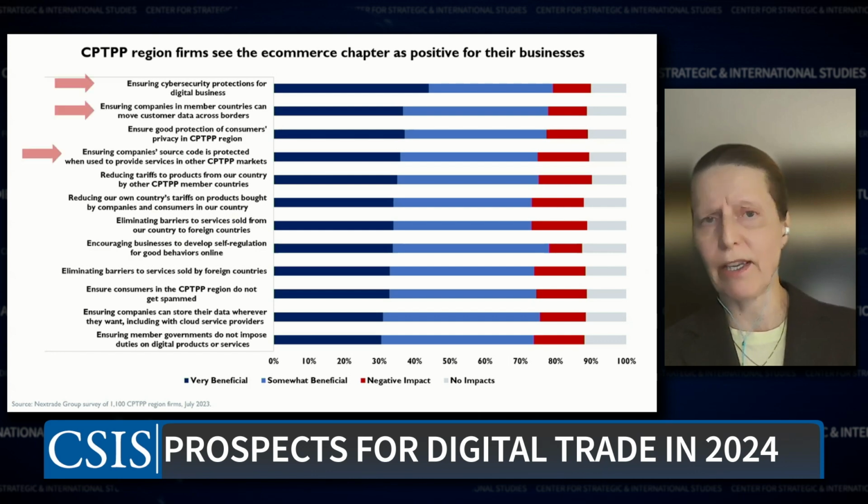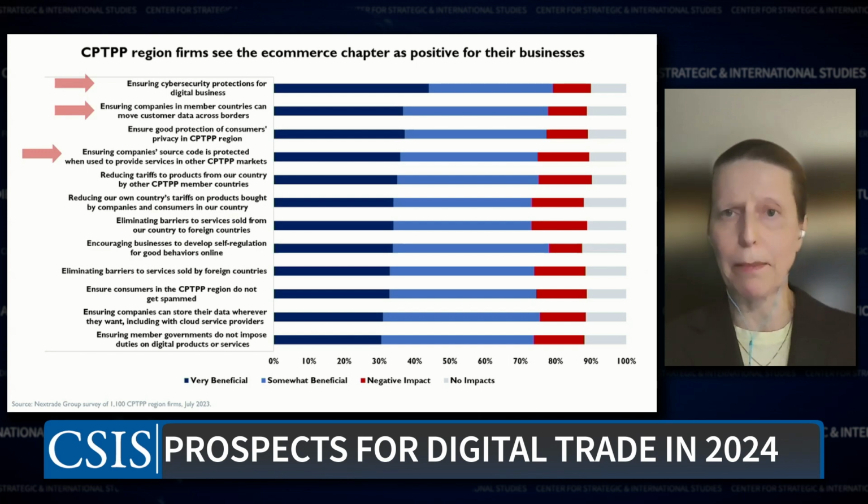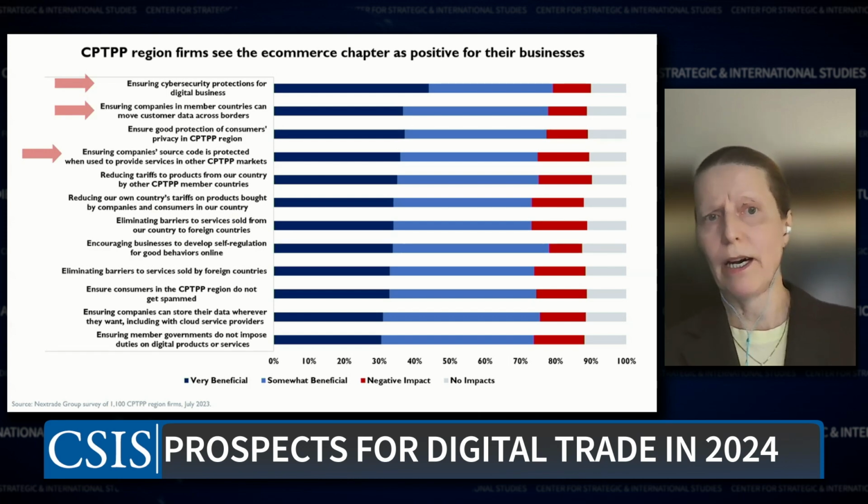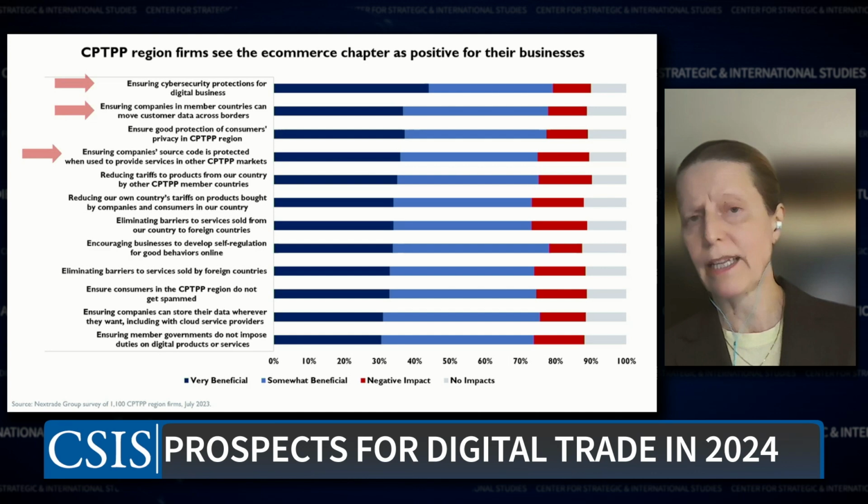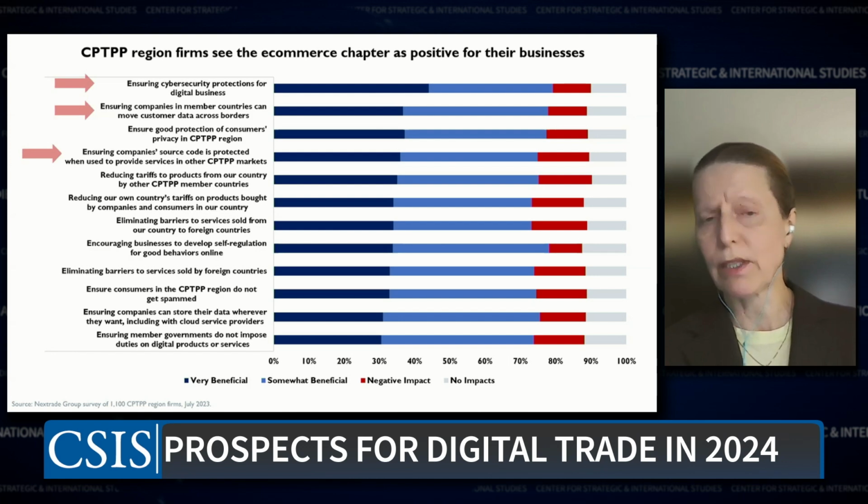Over 40% think that the cybersecurity protections in CPTPP, for instance, are very beneficial for them. A third of companies value the ability to move data as very beneficial. Over 75% of companies think protecting companies' source code is a very beneficial rule for them, for instance, source code in software that is being sold to third markets. Protecting that source code is also seen as highly relevant by businesses in the region. So I think businesses really value these kinds of rules and want to see them implemented.